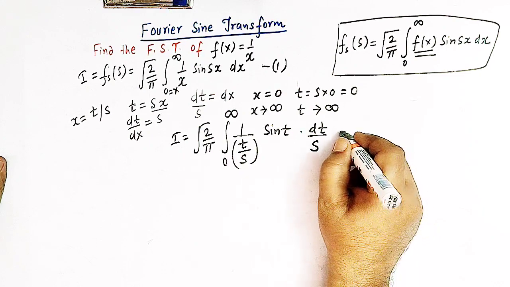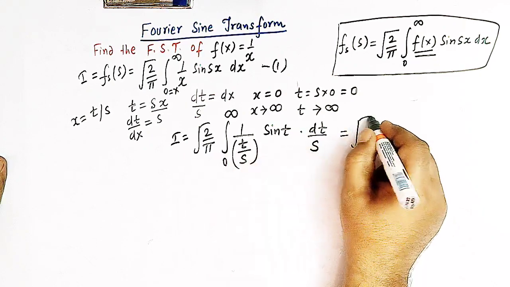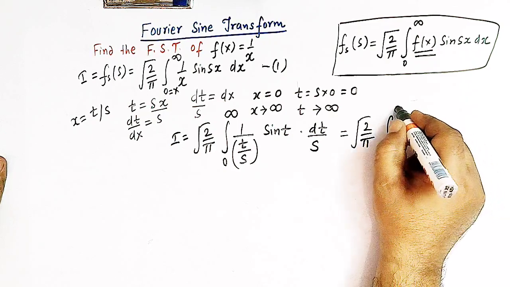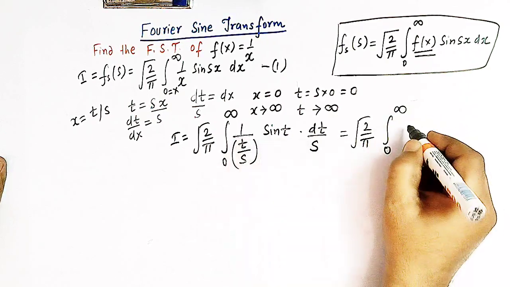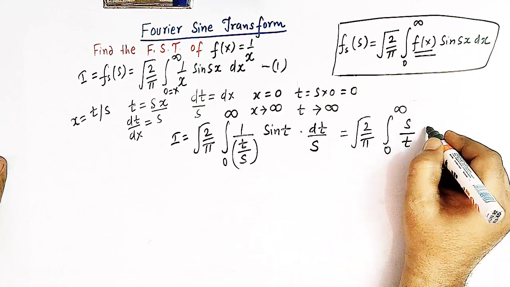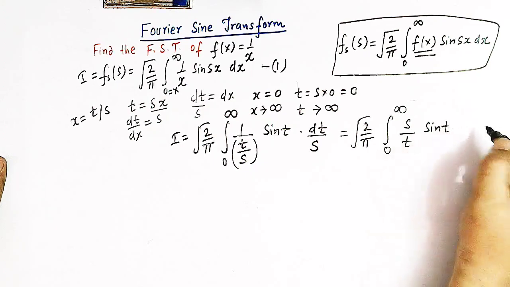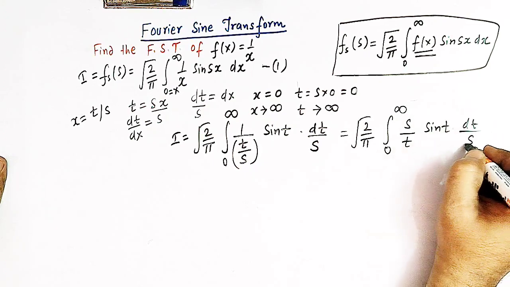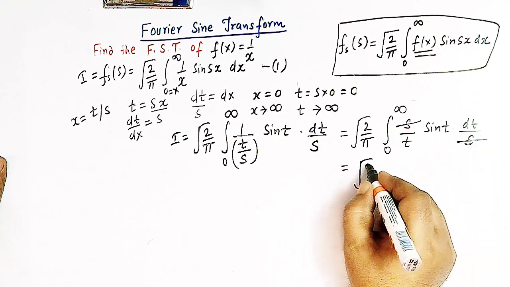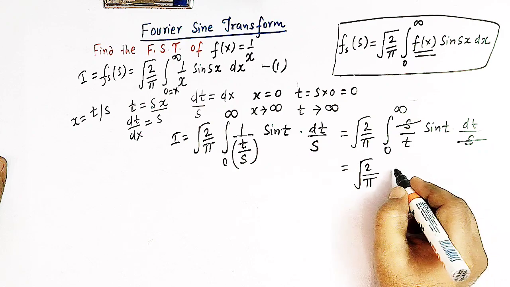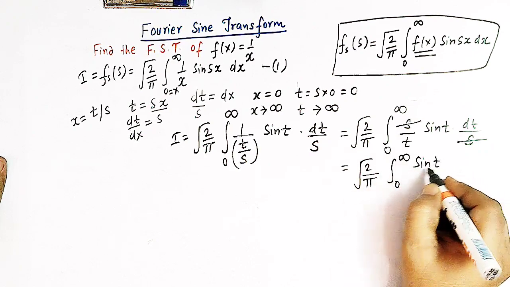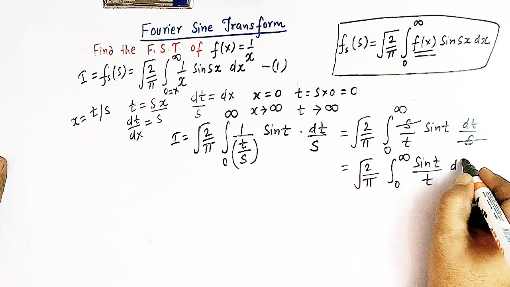So let us rearrange the terms here. We have square root of 2 over pi and 0 to infinity. Here we can now write this term as s over t, and here we have sine of t, and here we have dt over s. So this s and this s get cancelled, and we have square root of 2 over pi and 0 to infinity and sine t over t dt, right?